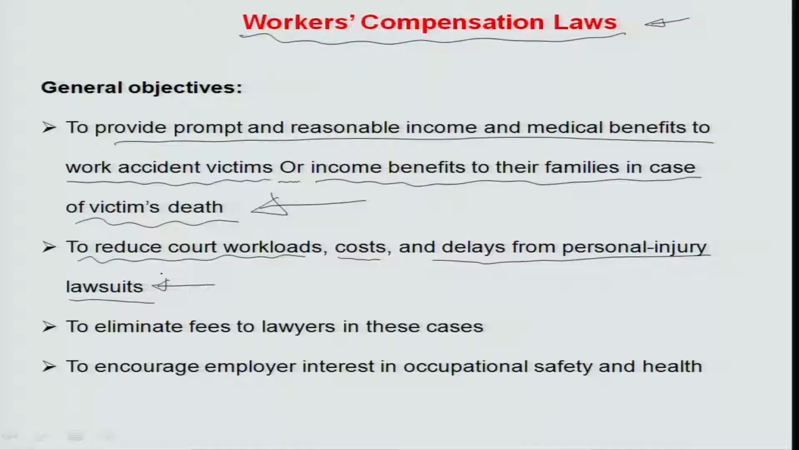And so, it really reduces a lot of litigation cost to the company if you can have such a proper compensation law in place. Also, because of lawsuits there are additional costs which are imposed, like fees to lawyers, or generally the cost of lawsuits, which are really very high.